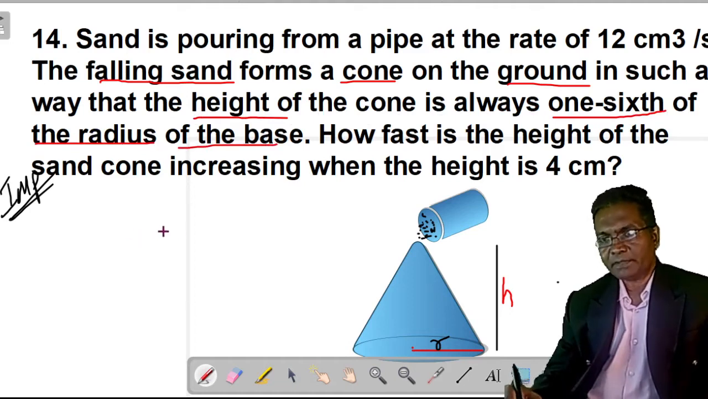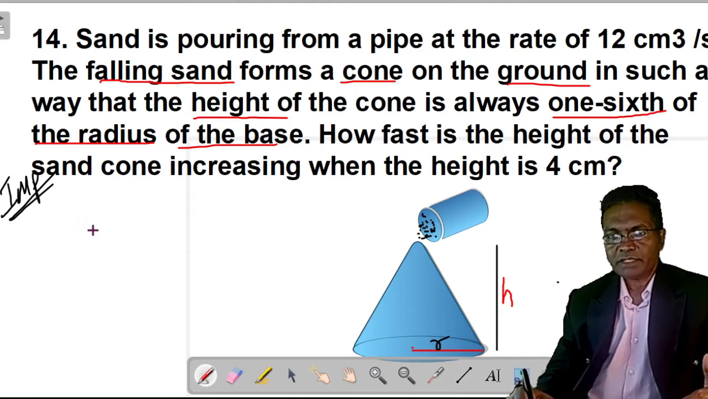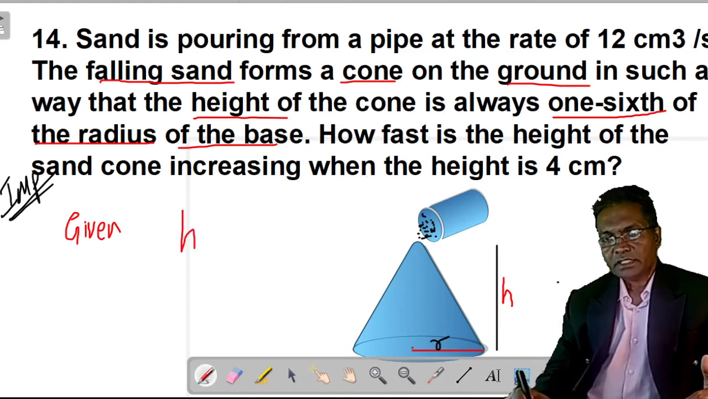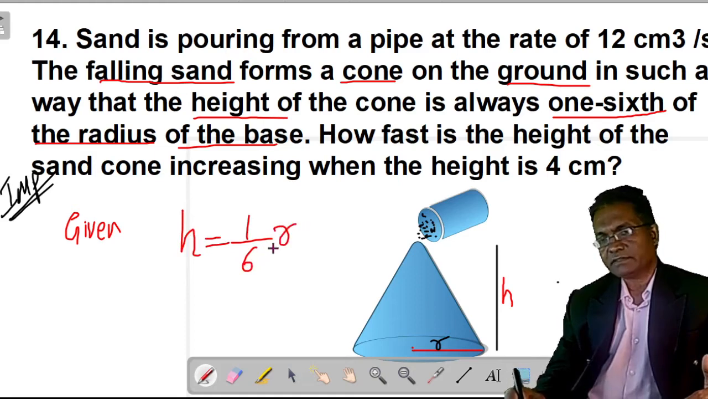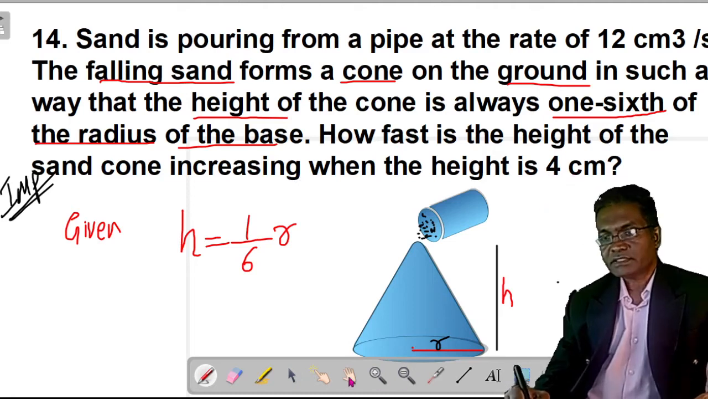So what is happening here? Suppose the height of the cone is h and the base radius of the cone is r. It is given that the height h is always 1/6 of the radius. Now you are supposed to find how fast the height of the sand cone is increasing when the height reaches 4 centimeter.